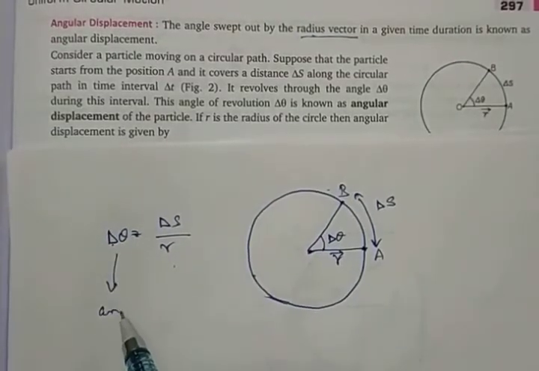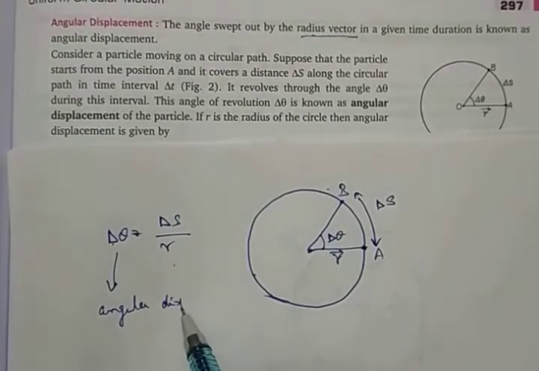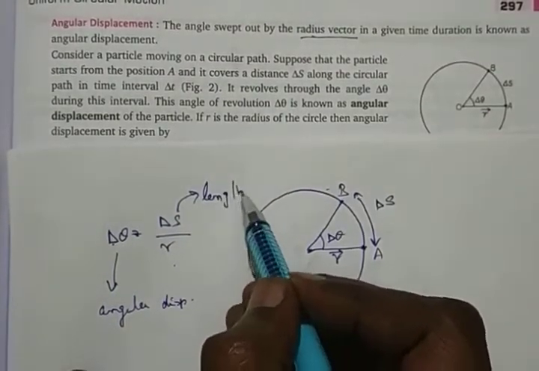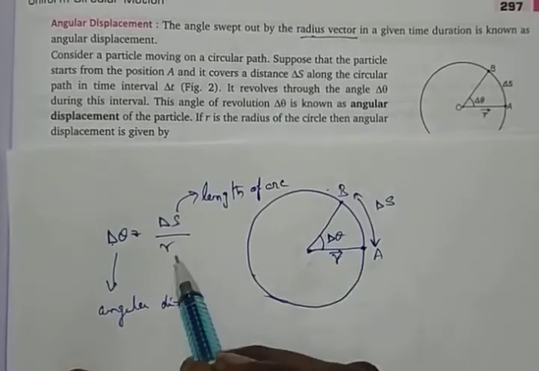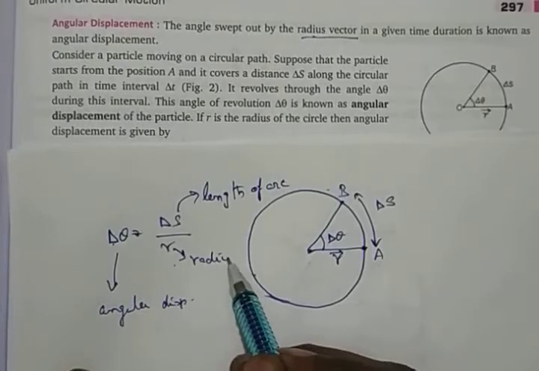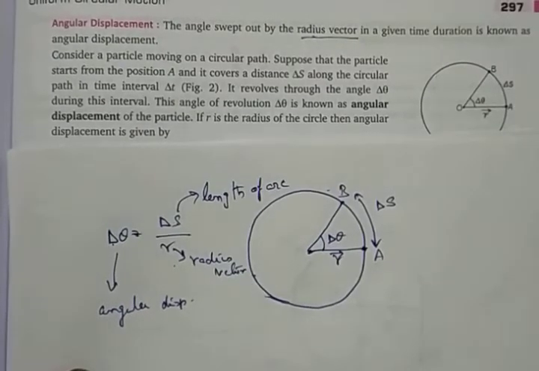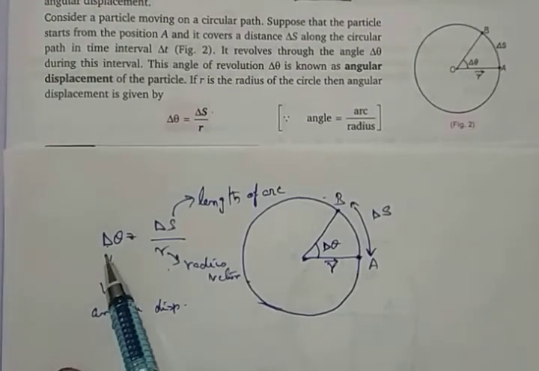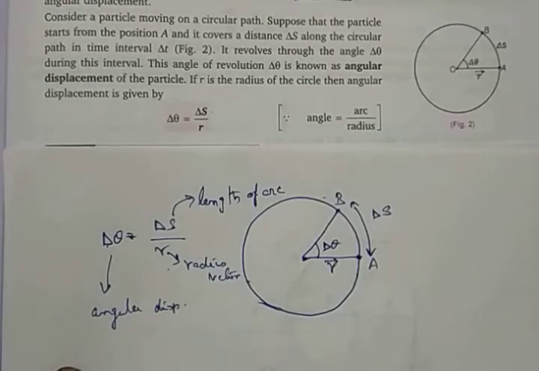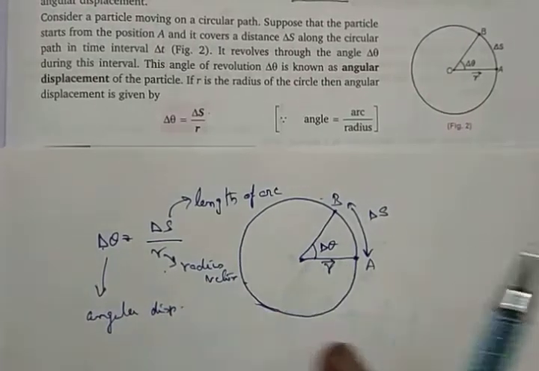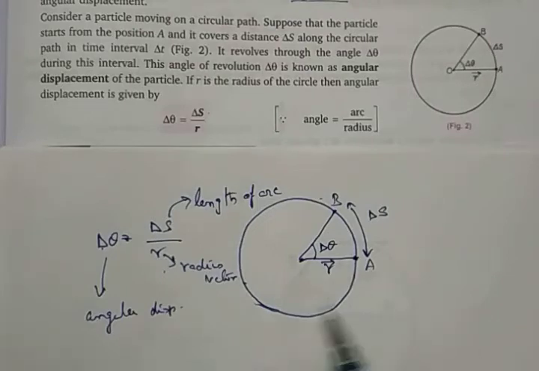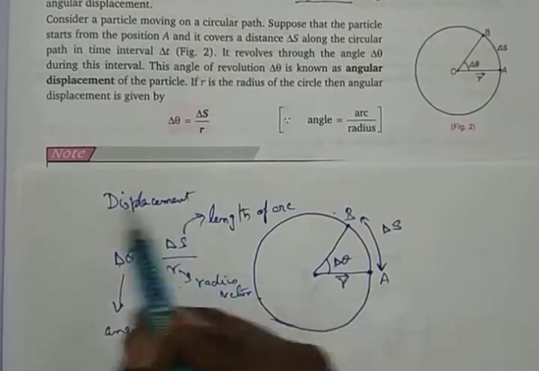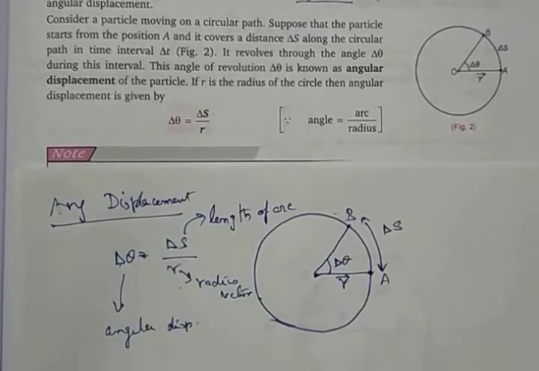This is called angular displacement. What is this one? This is called length of arc. What is this one? Radius vector. These are the various things. Okay. So in definition, what you would say? The angular displacement is the ratio of length of the arc and radius. Okay. So that sounds pretty clear about this one. You get an angle of angular displacement.